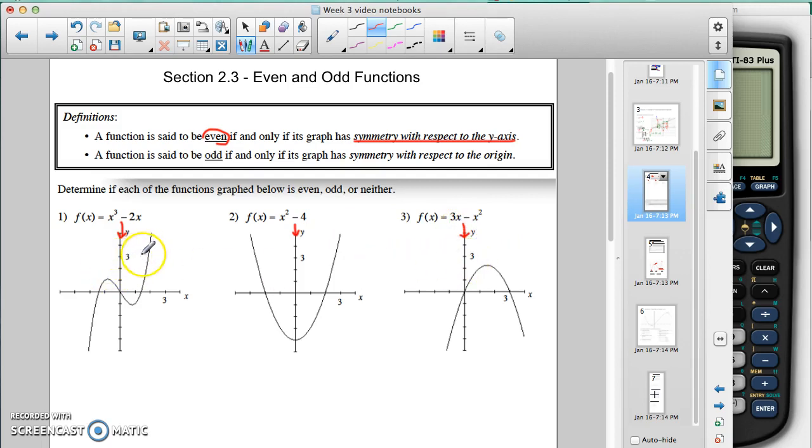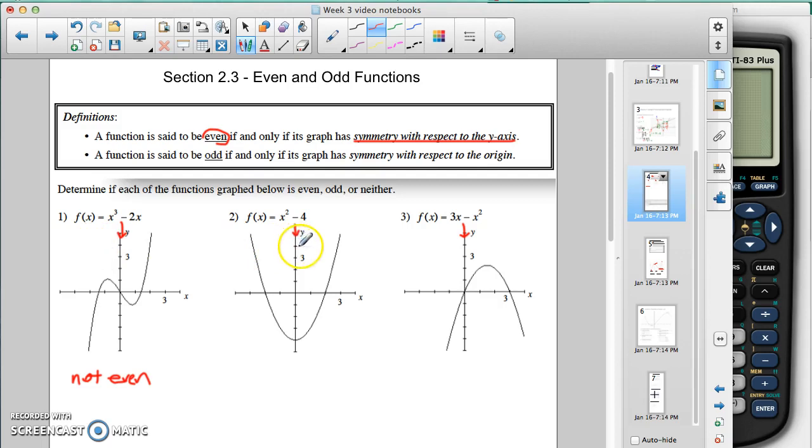So if we look on this side of the graph and we see something over here, we should also see the same thing on the other side at the same place. If we look at this one, it's not even, because it doesn't have symmetry on the y-axis. You're not able to fold along the y-axis. This value over here is not matched up with the value over on this side.